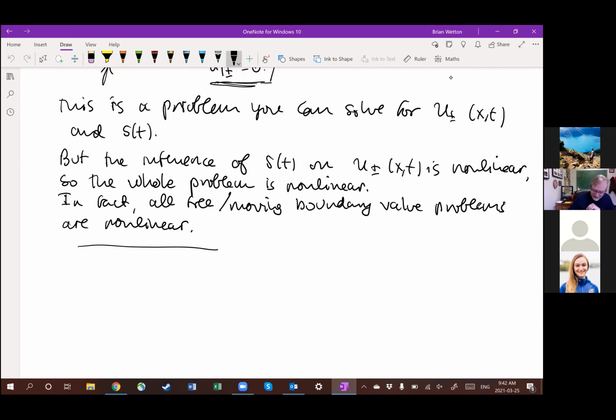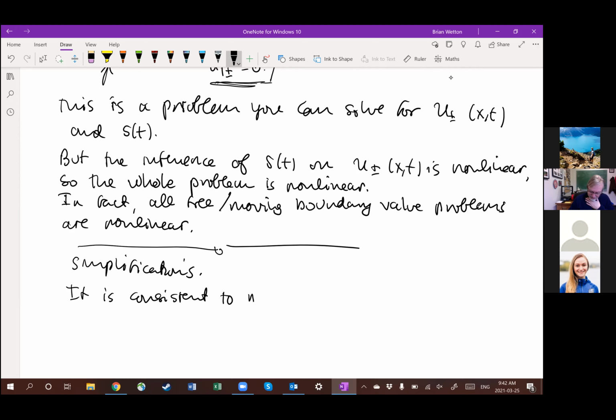So let's look at some simplifications. I'll do 2 stages of simplification, ending up with something we can sink our teeth into. Let me say it is consistent to make a one-sided problem, with U identically equal to 0 in the ice region.